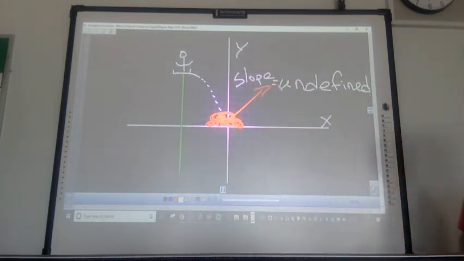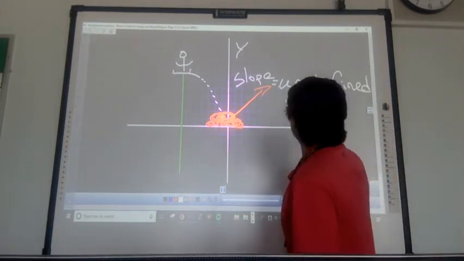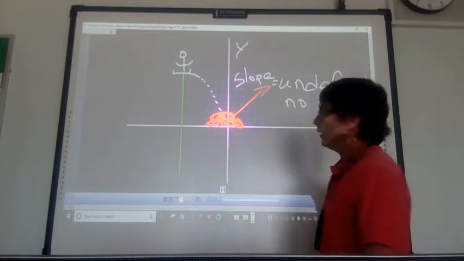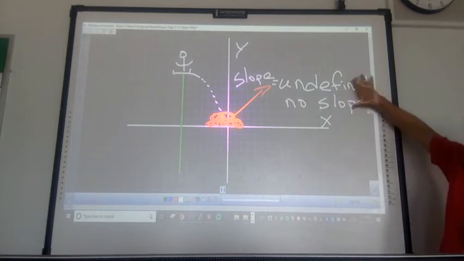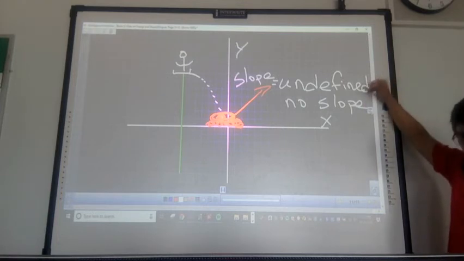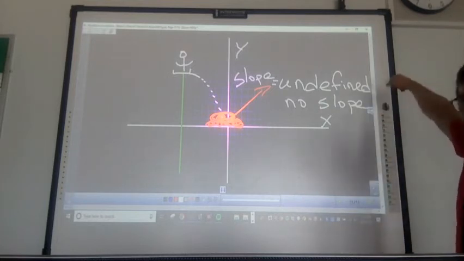Slope is undefined. They also use, just so you're aware, they will also say no slope. So these two are used interchangeably. It just depends. Sometimes you'll see no slope. Most times I think you'll see undefined, but not every time. So just be ready for the difference.